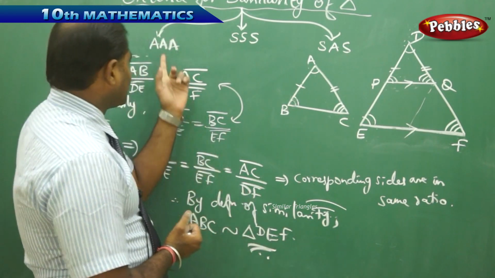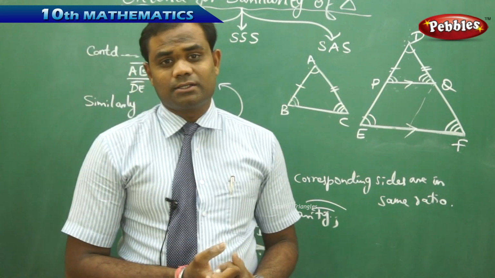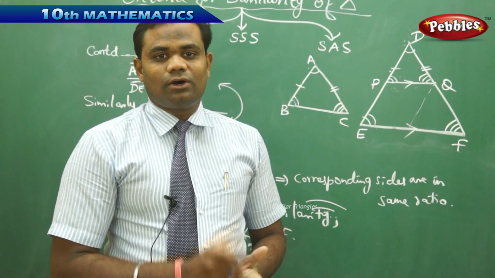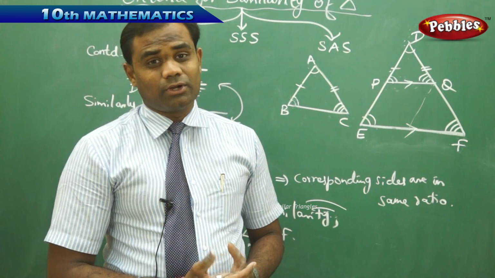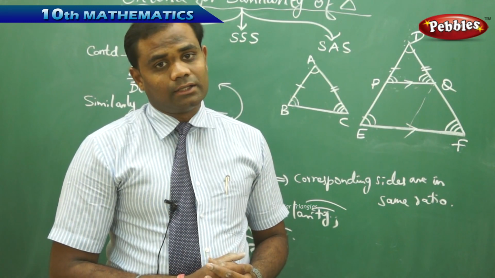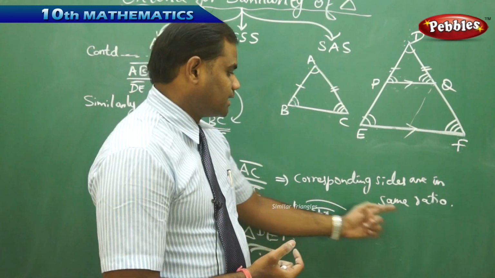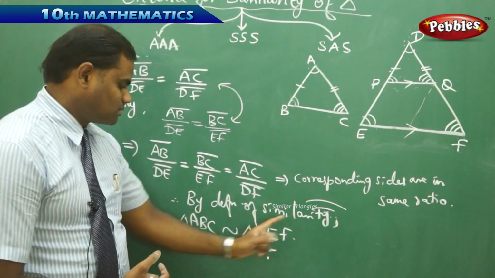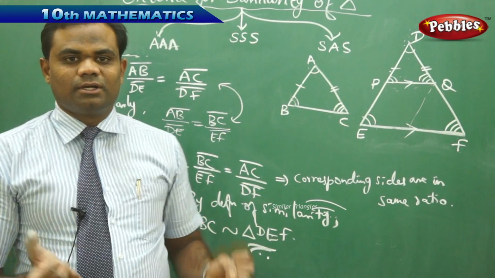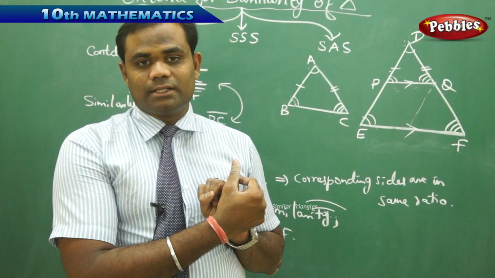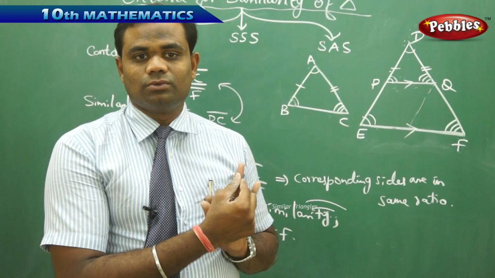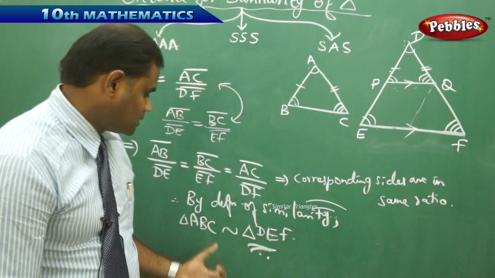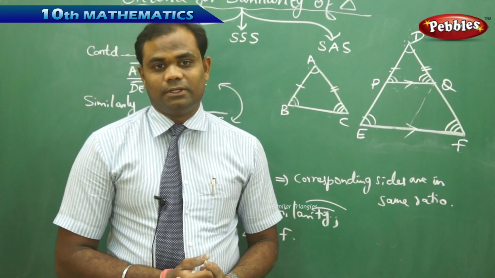So the AAA criterion for similarity of triangles makes us understand that if I have the minimum condition of the three corresponding angles being equal, then obviously the corresponding sides will be in the same ratio, as derived in the proof. Hence by the definition of similarity, both properties, property 1, the corresponding angles are equal, and property 2, the corresponding sides are in the same ratio, will be satisfied, and hence the two triangles are similar.